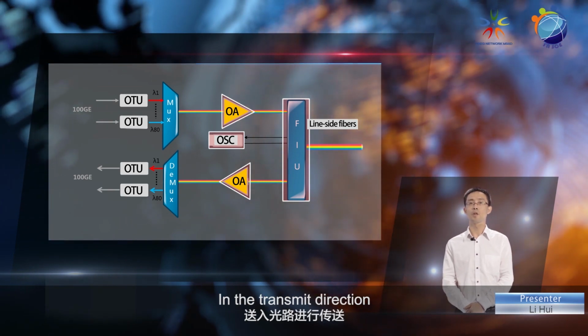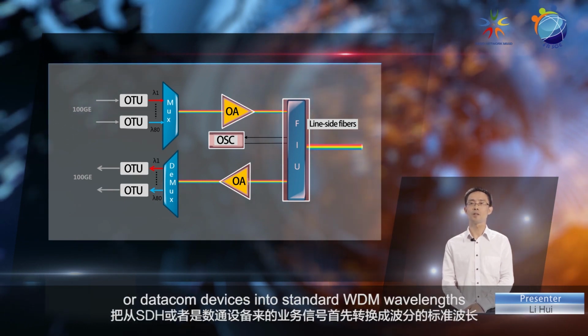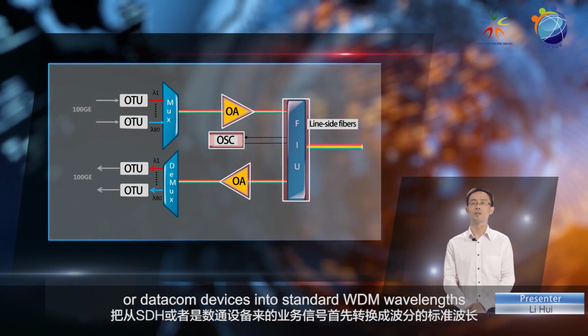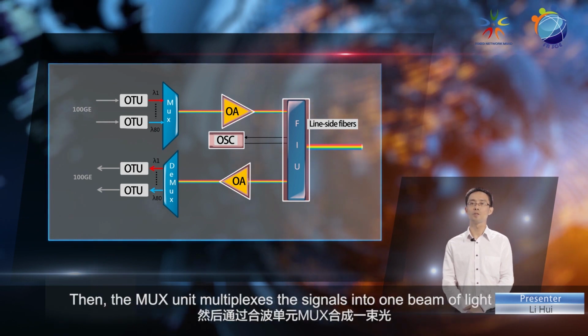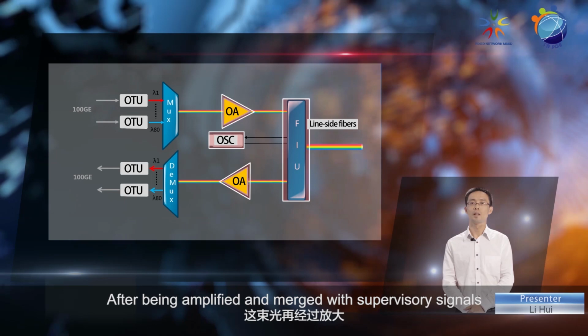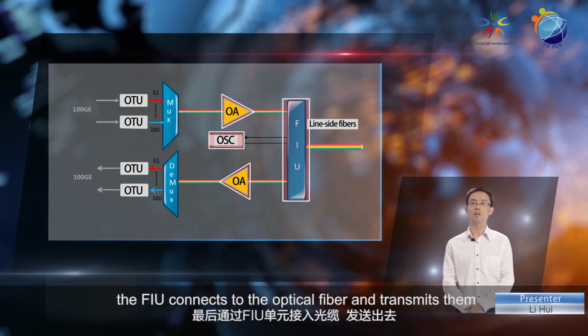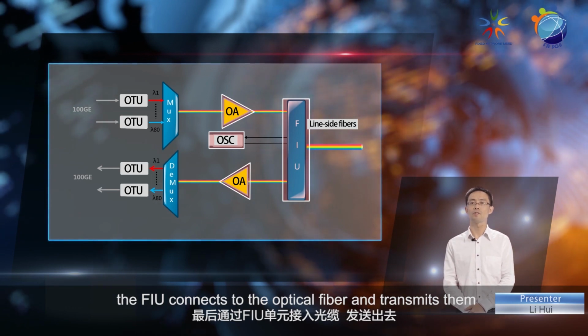In the transmit direction, the OTM site converts service signals from SDH or datacom devices into standard WDM wavelengths. Then the MUX unit multiplexes the signals into one beam of light. After being amplified and merged with supervisory signals, the FIU connects to the optical fiber and transmits them.